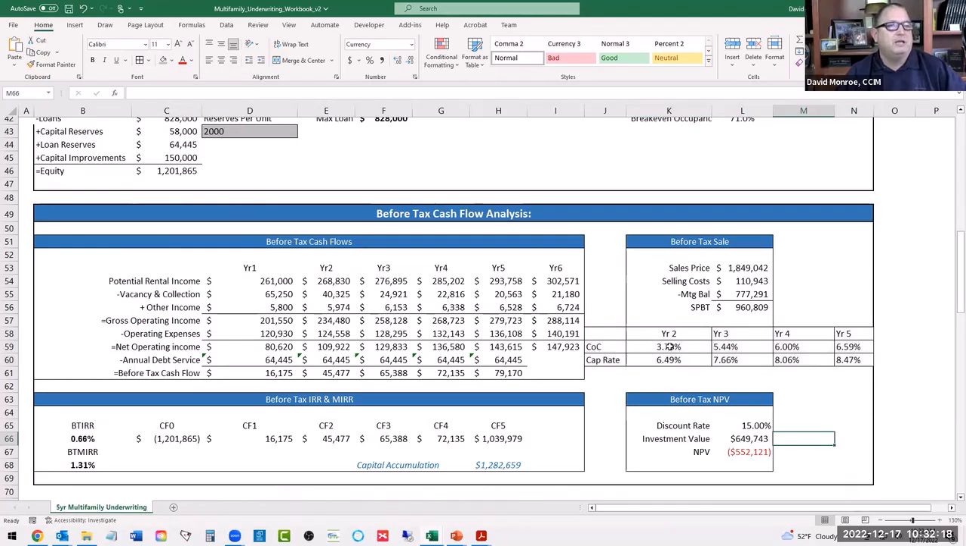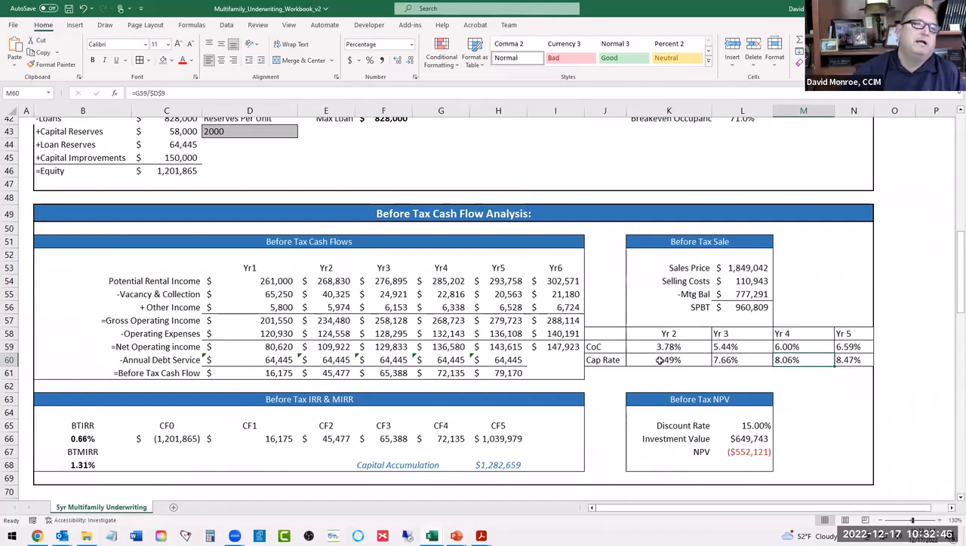So in year 2, you can see that the cash on cash does go up. And in year 2 through 5, it gives you an idea of where your cap rate is based on year 2's NOI and what you purchased the property for. So that $1,695,000, if you purchased it at that, it's year 2's NOI divided by that purchase price. Year 3's NOI divided by the purchase price. Year 4's NOI divided by the purchase price.